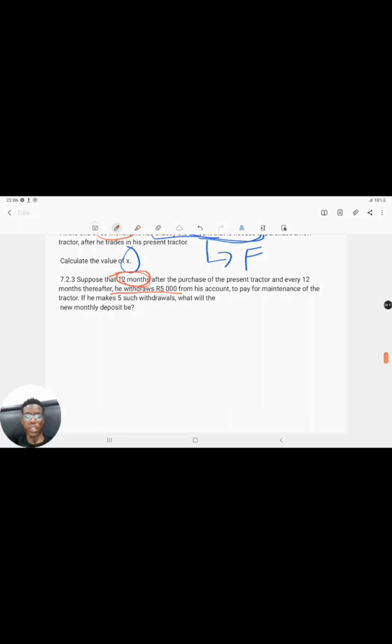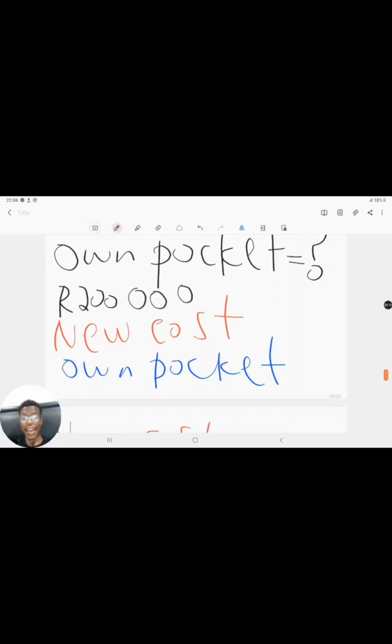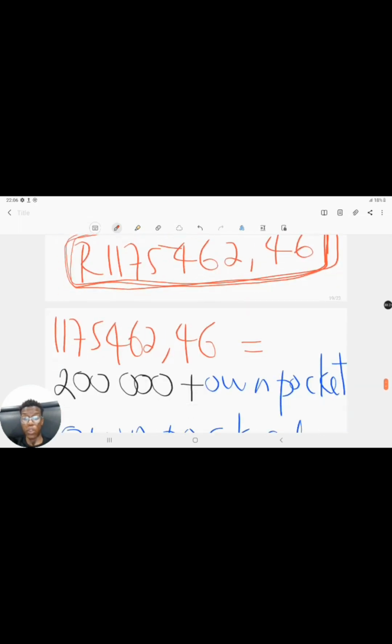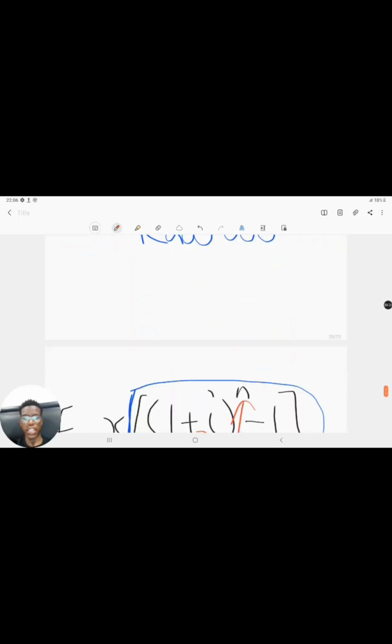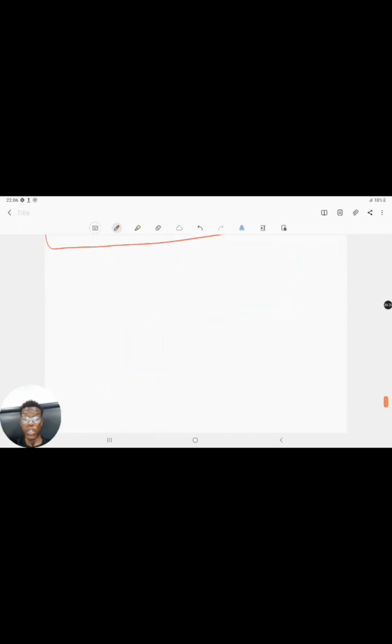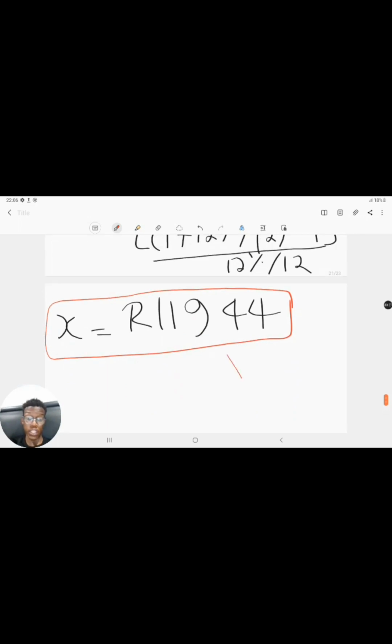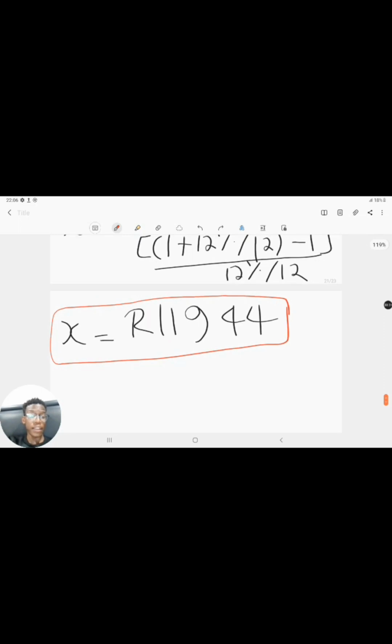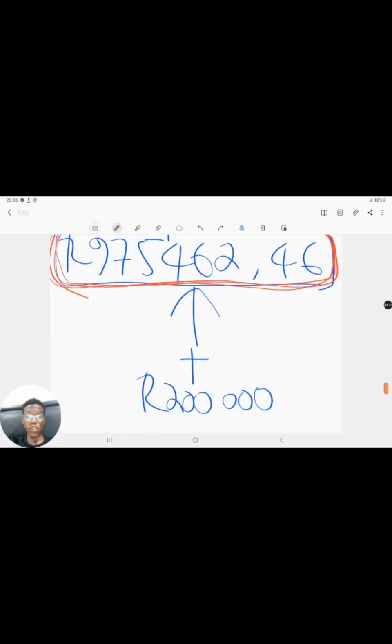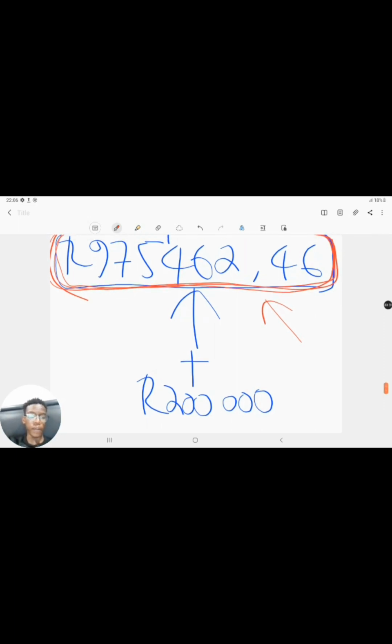You will agree with me that the new monthly deposit should be higher, right? It should be higher because he keeps taking money out, so it'll take longer for him. He has to put in an extra amount in order to make this amount of money in 5 years. Still, he wants to make that amount of money, but he wants to take out 5,000 every year to maintain his current tractor. So what happens is that you've got 5 years, right?